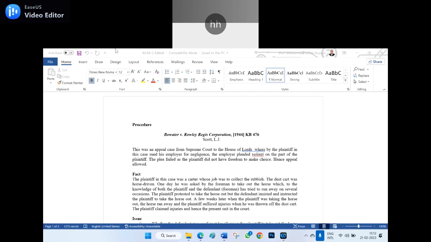Then an analytical question is there. Analytical question means like this: the law of limitation extinguishes the remedy but not the right. Old habits seldom die. Old habits never die. It is one of the commandments.